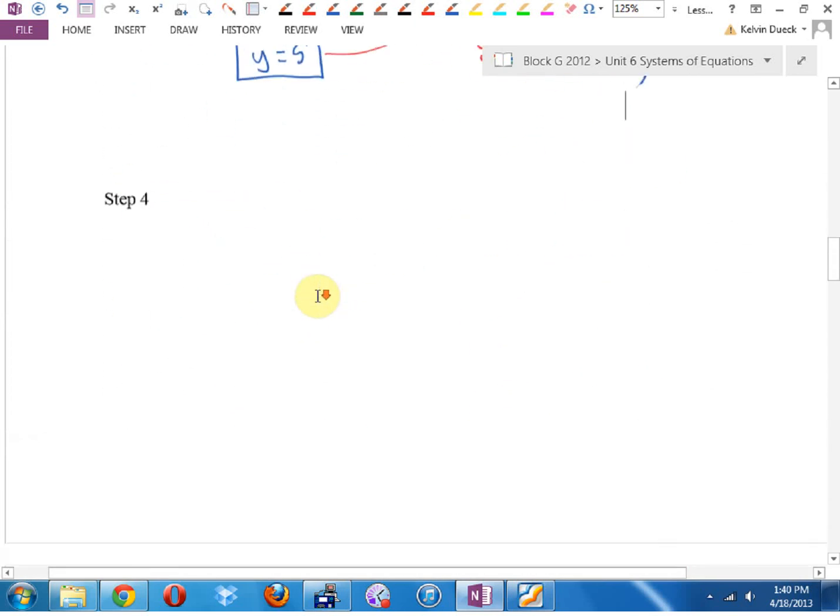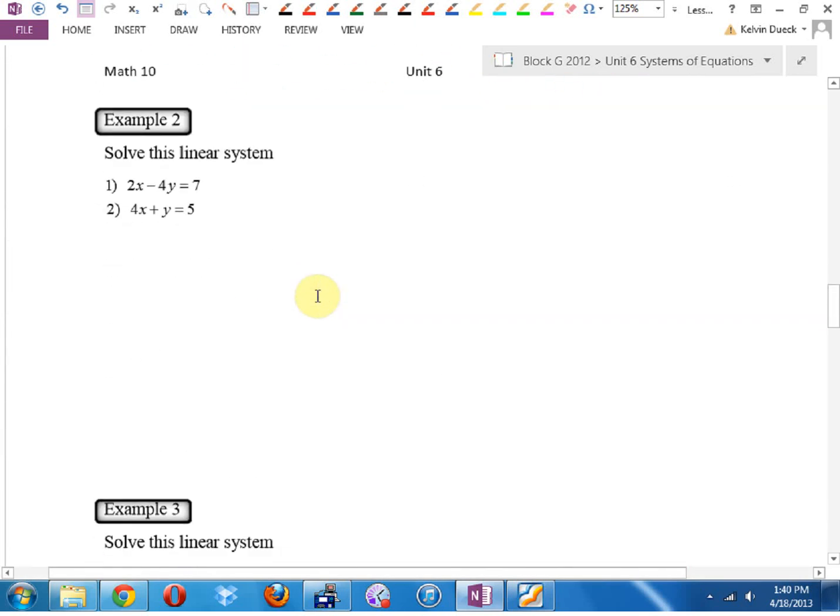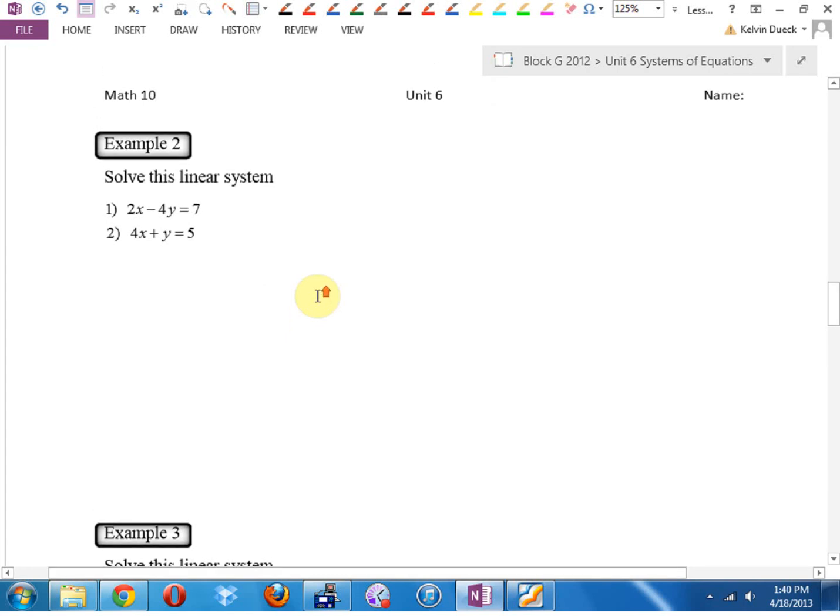Let's try another one. Example 2. Turn the page. Now I'm giving you less room. Which equation is going to be easier to get a letter by itself in? Equation 1 or equation 2? Equation 2, which letter? Because I asked you to. Which letter? Why? Because I asked you. I'll never get tired of that joke. And I get to use it again.